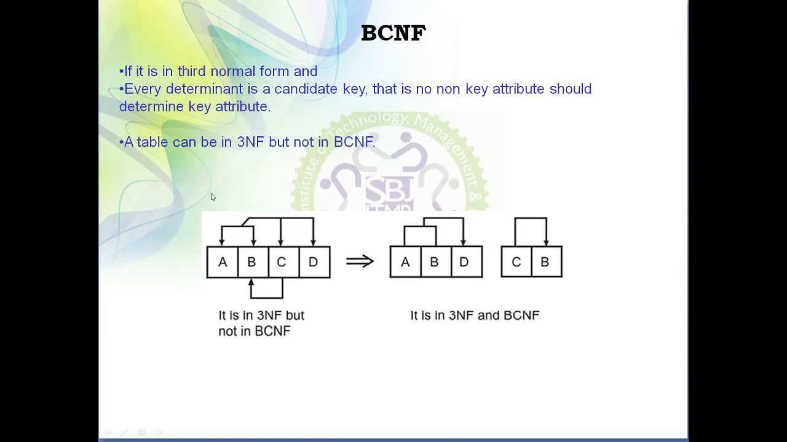BCNF. So what are the conditions for BCNF? The first condition is the same, that it should be in the third normal form. Second, every determinant is a candidate key and no non-key attribute should find the value of a key attribute. This is an important thing you should know about BCNF. When you say that a particular table is in BCNF, the first condition is that it should be in the third normal form. Second, no non-key attribute should find the value of a key attribute.